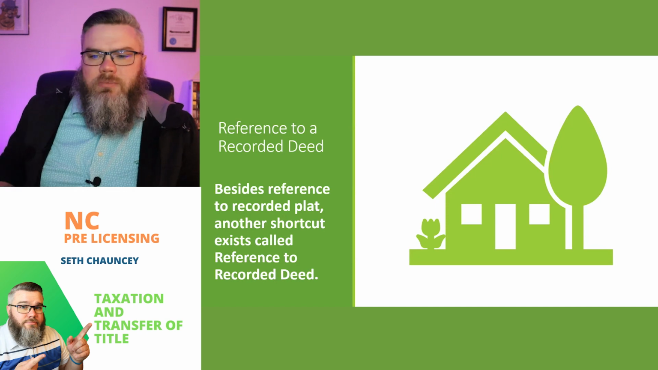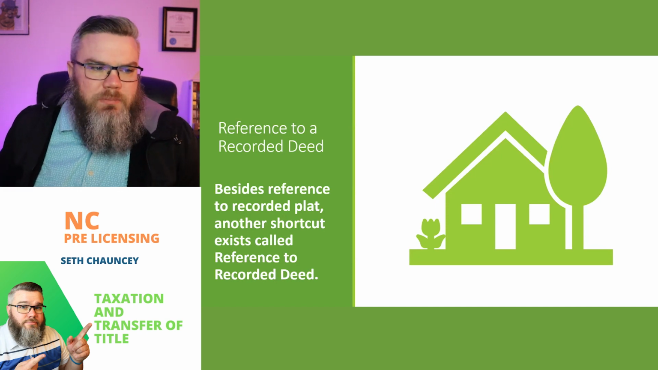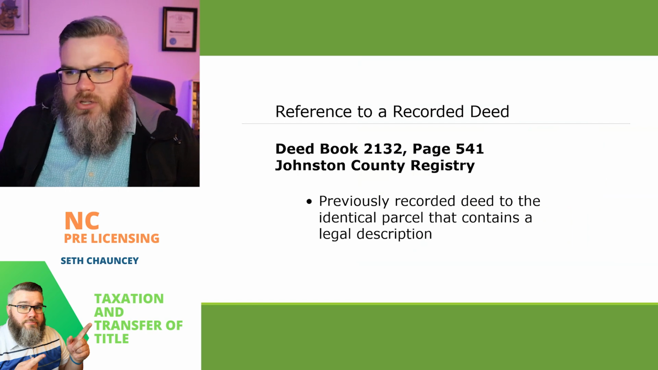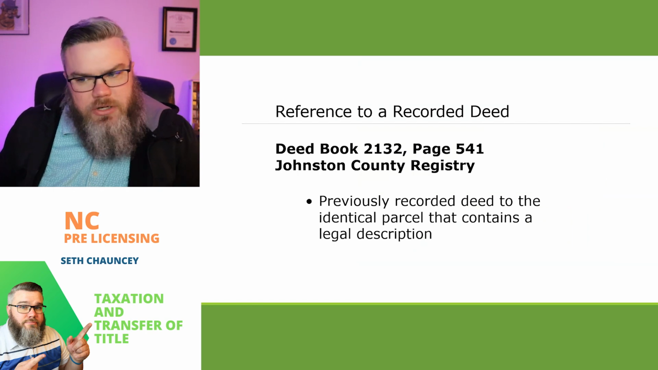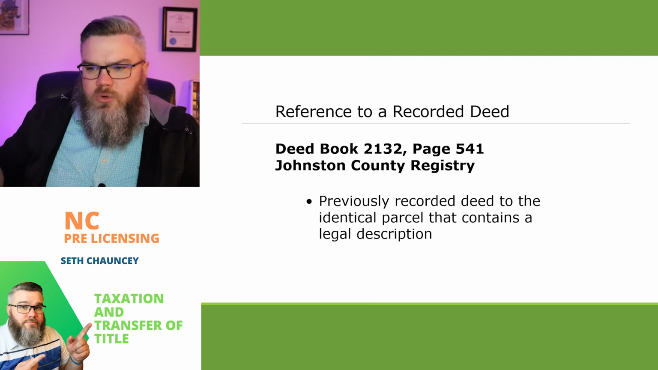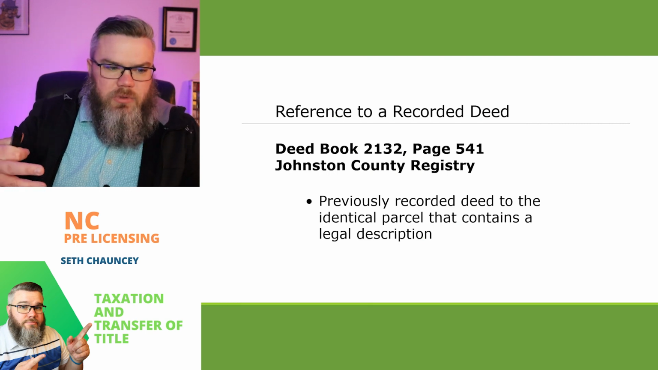So it would say something like, the property as mentioned in Deed Book 2032 or 2132, page 541 of Johnston County Registry. So when you look up the deed on that exact page, you will see a legal description contained within that deed.